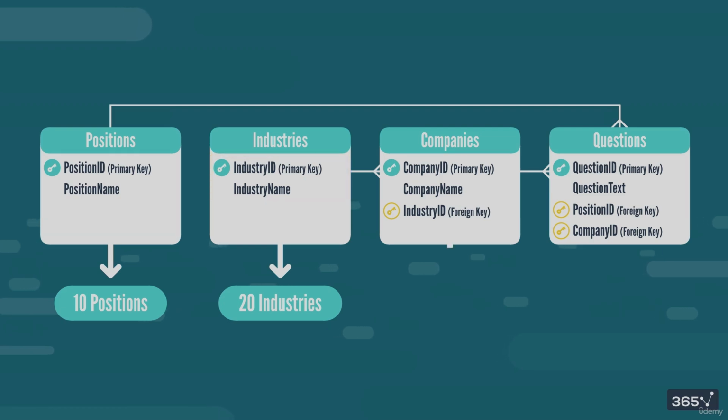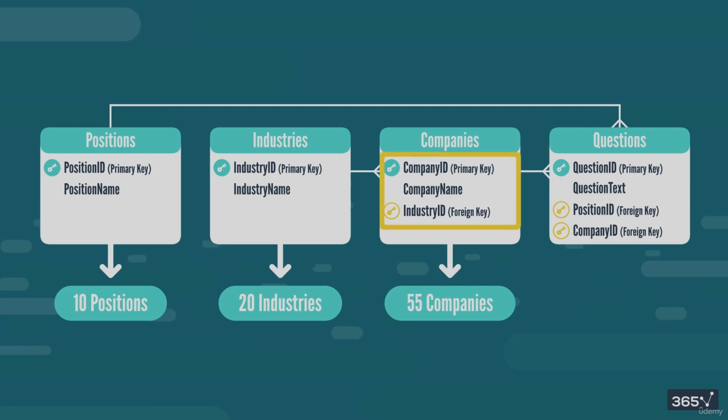The next table is companies, which includes columns for company ID, the primary key, company name, and industry ID. Here, industry ID acts as a foreign key, establishing a link to the industries table. This setup reflects a one-to-many relationship, where each industry may include multiple companies.